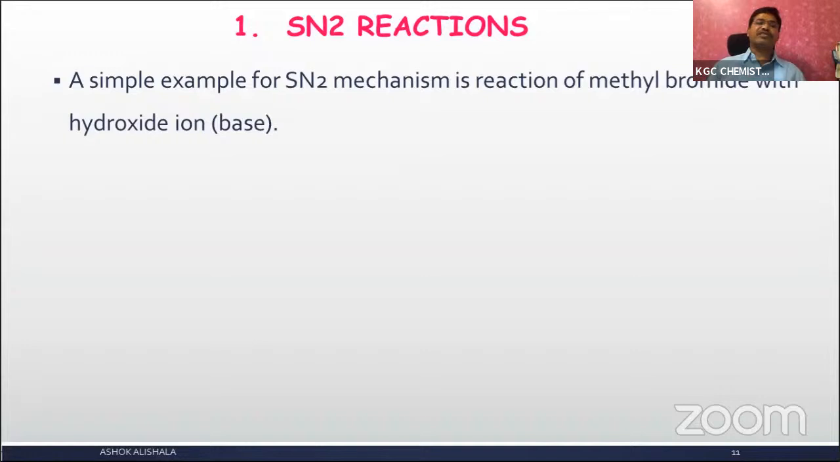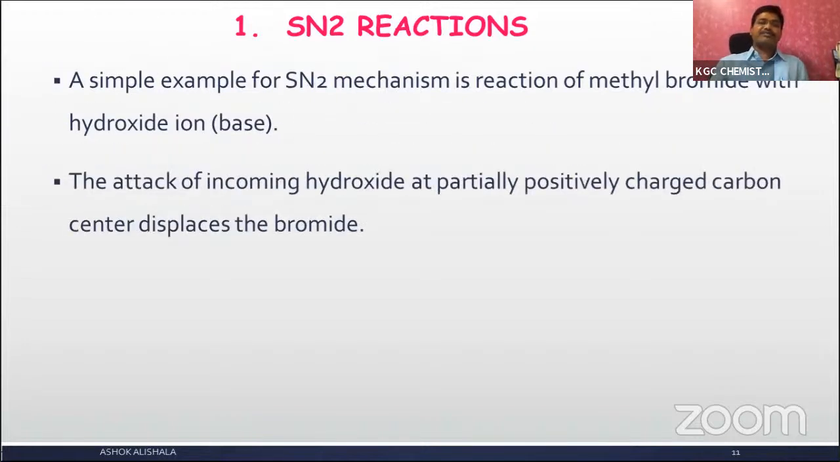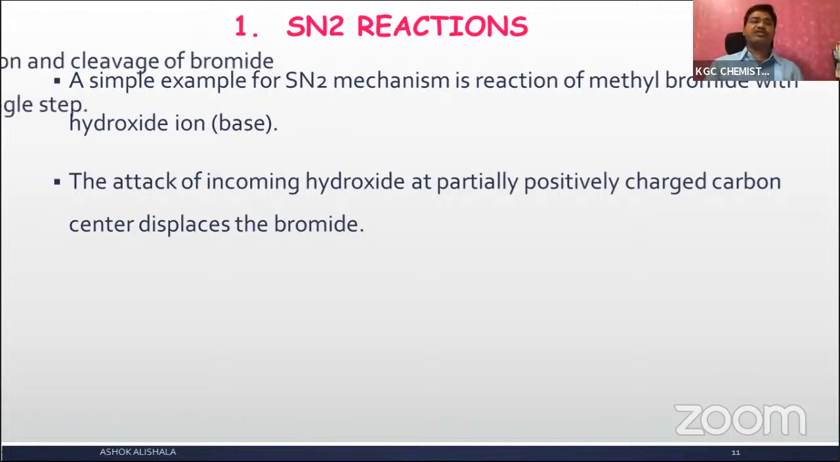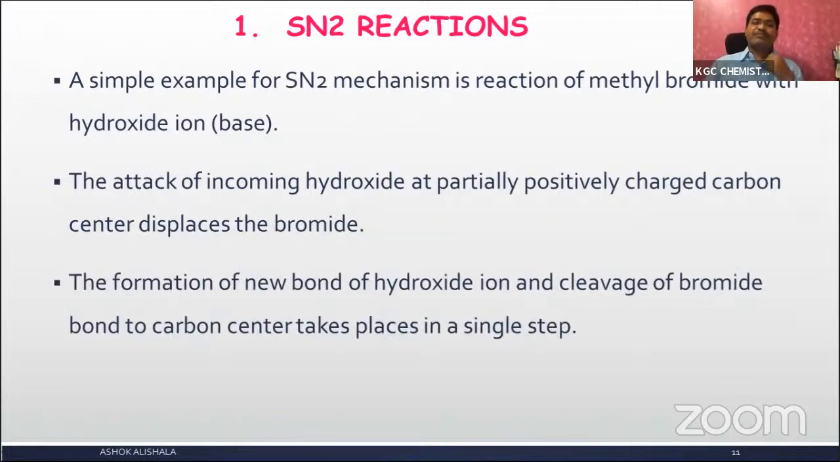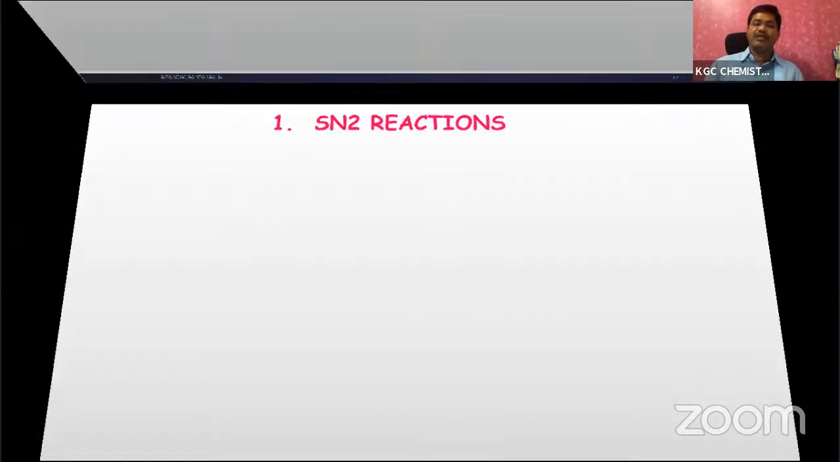Let us take the first one, the SN2 reaction. A simple example for the SN2 mechanism is the reaction of methyl bromide with hydroxide. The attack of the incoming hydroxide on the partially positively charged carbon center displaces the bromide. The formation of the new bond of hydroxide ion and cleavage of the bromide bond to the carbon center takes place in a single step. Let us see here.